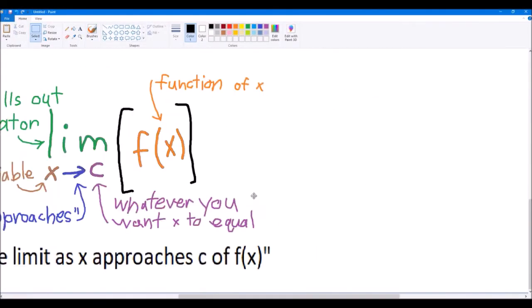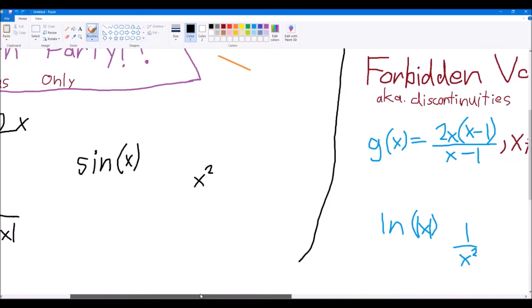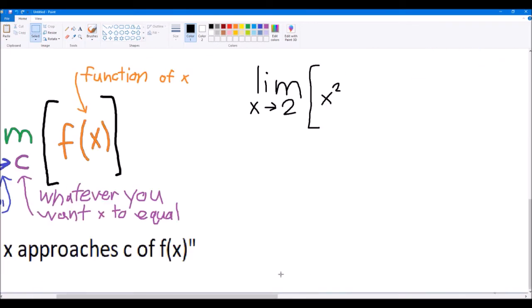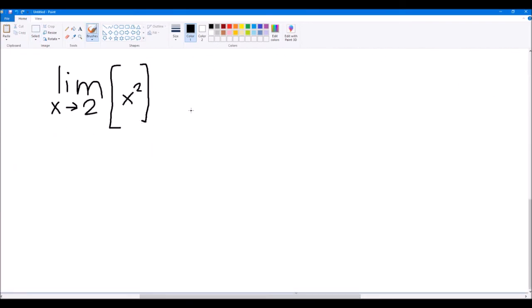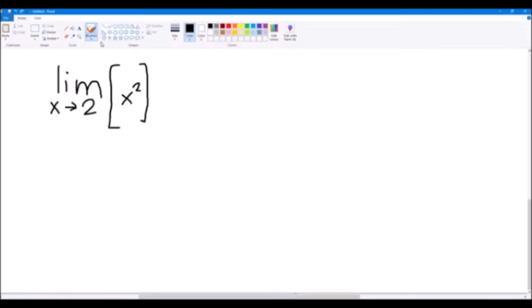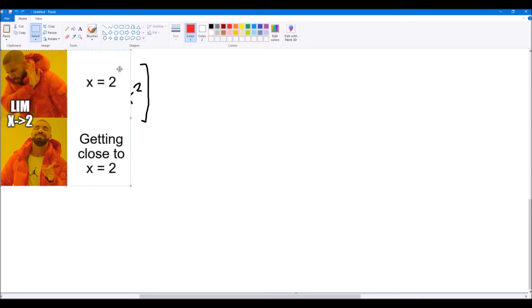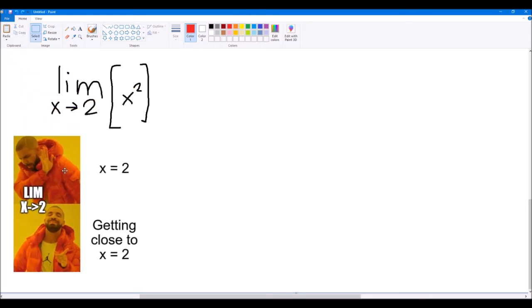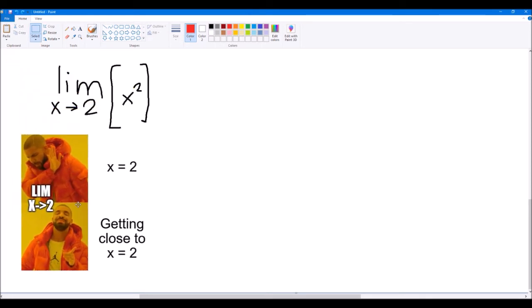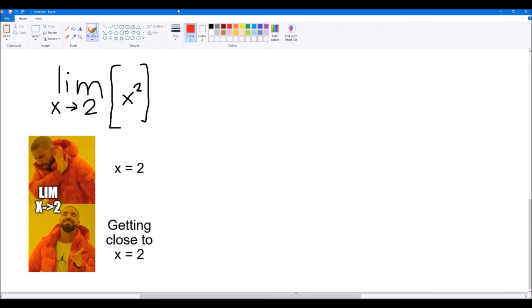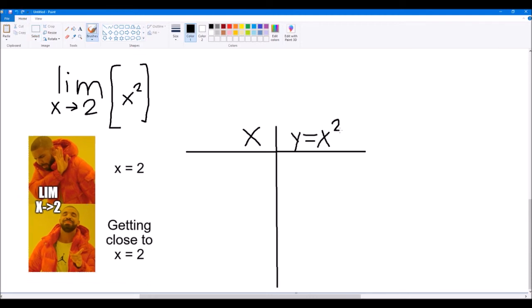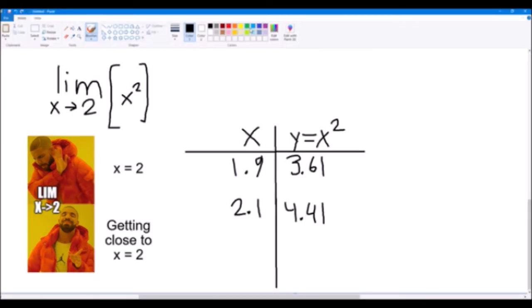Let's see it in action with the function we know can join the party, x squared. Sorry, x squared, we just need to pull you over to the side. Okay. Suppose we want to know what y was at x equals 2. So we set up the limit like this. Now this immediately tells us that we don't care what x squared actually equals at x equals 2. All that matters to the limit is what the function approaches. So for example, at x equals 1.9, y equals 3.61. And at x equals 2.1, y equals 4.41.